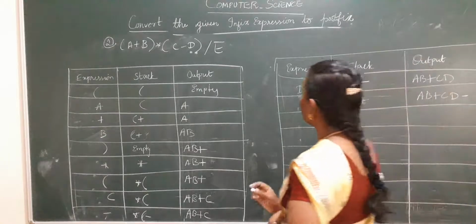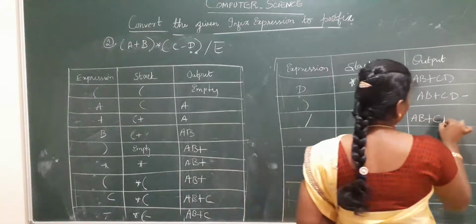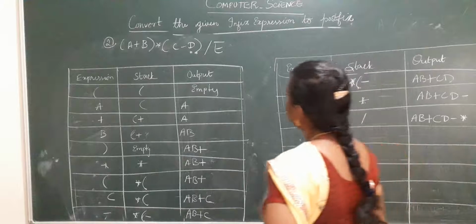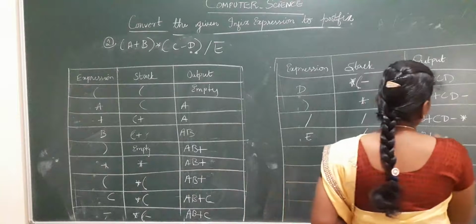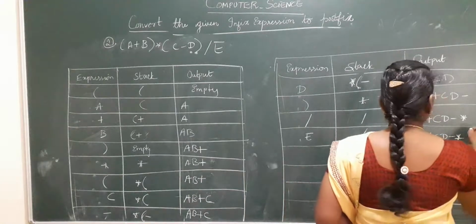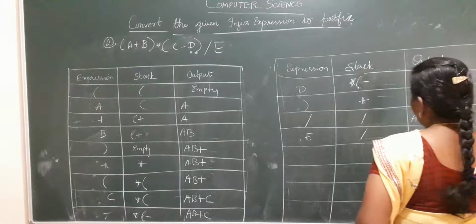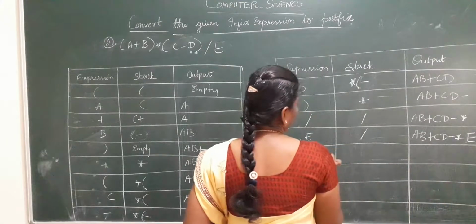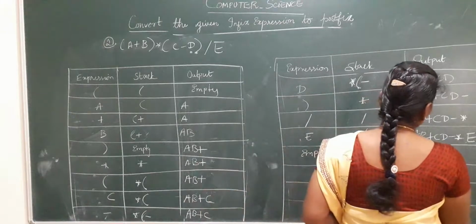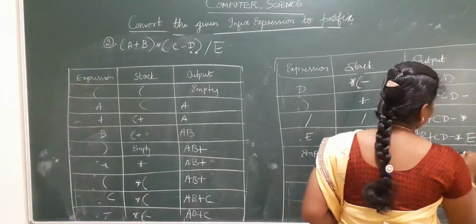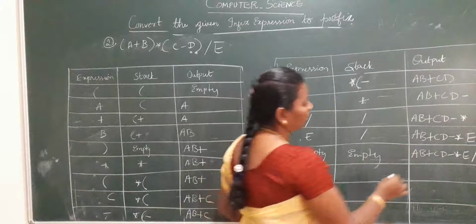Okay. Next you have division. Division and this will have equal priority. So this will go first. AB plus CD minus asterisk. Okay. Next I have E. So E is an operand. AB plus CD minus asterisk. So I have E here. So E will go to your output. Okay. Next this is empty. This will also be empty. Why? Because now I will pop out this to your output. AB plus CD minus asterisk E and then we have a division symbol. Okay. So this is your output.